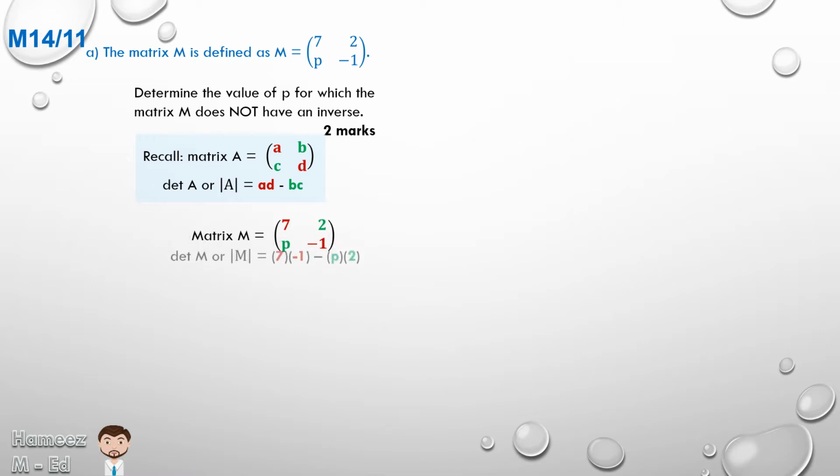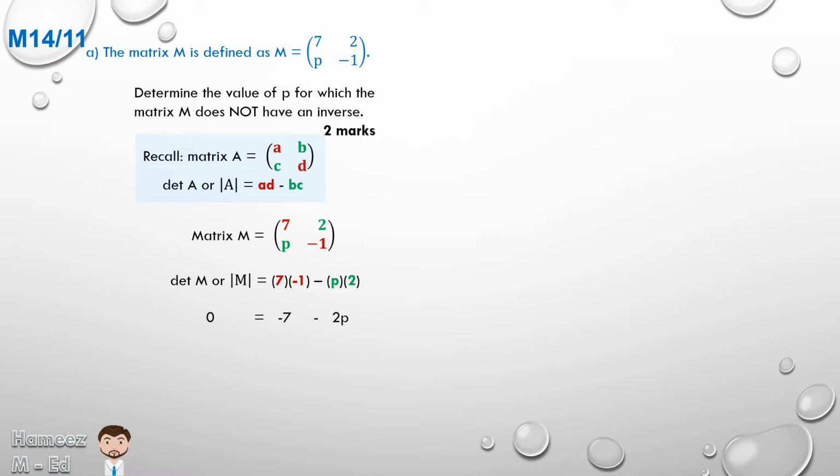So the determinant of M is equal to 7 multiplied by minus 1. That's the red terms, minus P multiplied by 2. Let's recall that when you're writing the examination, there are no colors except black in print. So we're putting colors here in order for you to be able to identify it easier and to see the pattern. So what's the determinant of M? 7 by minus 1 minus P by 2.